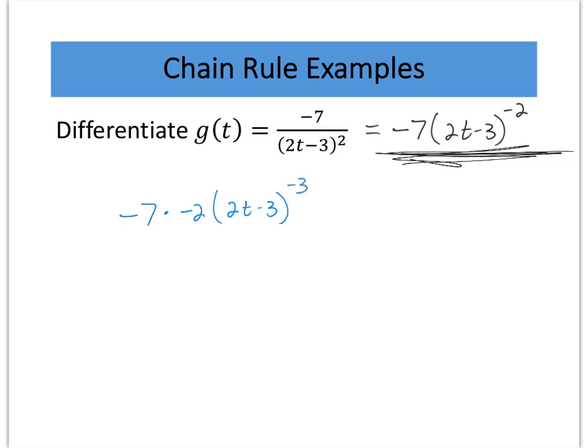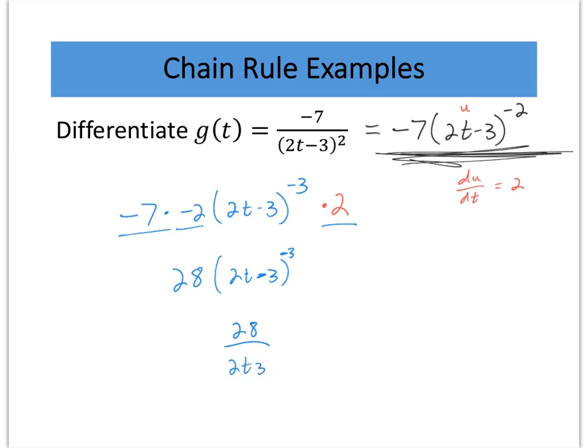But now I need to use the chain rule and multiply it by du. So if this is u, I need du dt in this case. So du dt is just 2, so I need to multiply it by the derivative of the stuff inside. So multiply it by 2. So my answer is going to be like this, and if I simplify it, I know that -7, -2, and +2 is 28, positive 28, (2t minus 3) to the power of -3. And if I wanted to be really nice, I would rewrite it as a fraction again: 28 over (2t minus 3) to the power of 3.